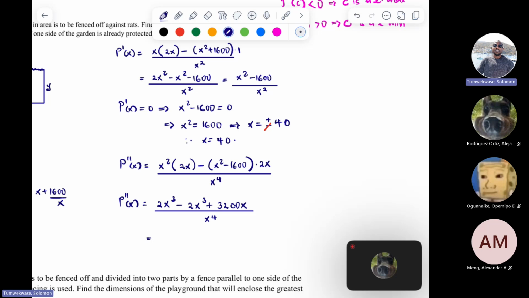This is the same as, yeah, so we have, if this is 2x cubed, 2x times x squared, that is 2x cubed, 2x times 1600, that is 3200x. So therefore, this will cancel, and I just have my second derivative as 3200x over x to the power 4. So one x can cancel, and I have 3200 over x cubed.